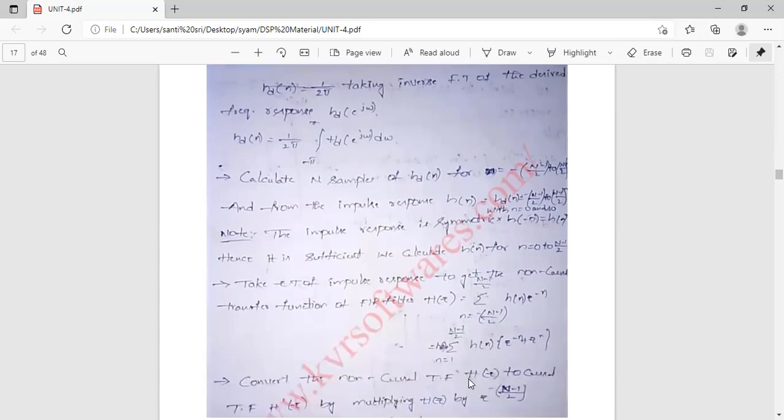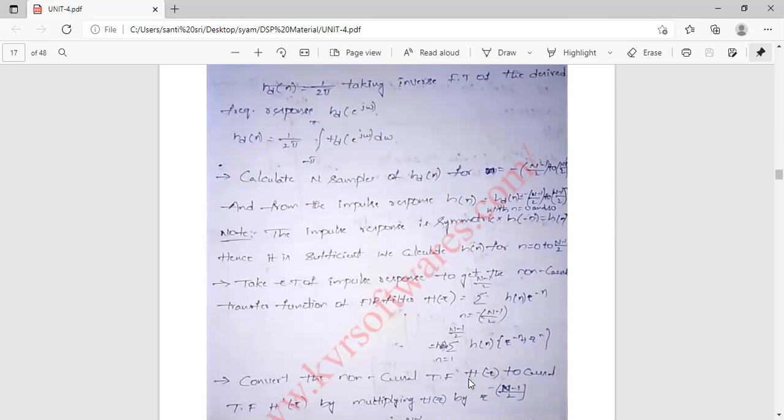Take the Z transform of the impulse response to get the non-causal transfer function of the FIR filter, H of z equal to sigma n from minus (N minus 1) by 2 to plus (N minus 1) by 2 of h of n into z power minus n. Okay, it is equal to h of 0 plus, as we derived earlier, sigma n equal to 1 to (N minus 1) by 2 of h of n into (z power minus n plus z power n).